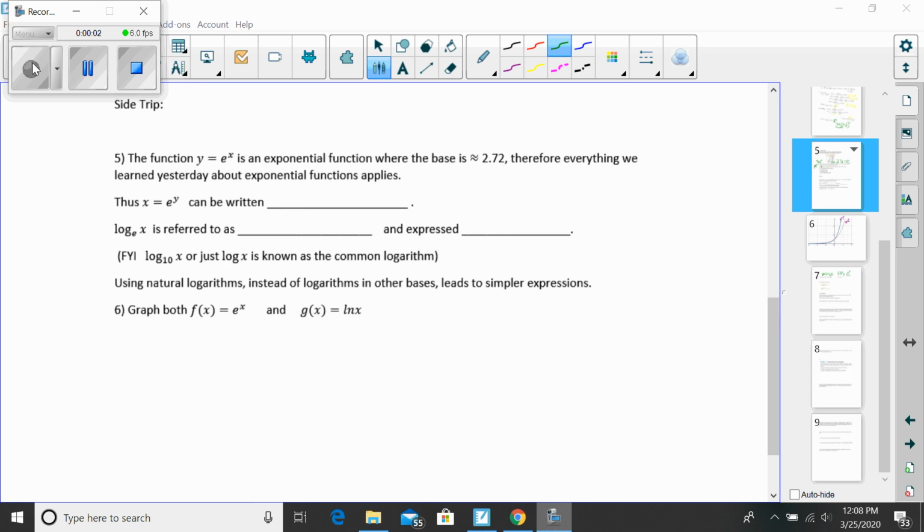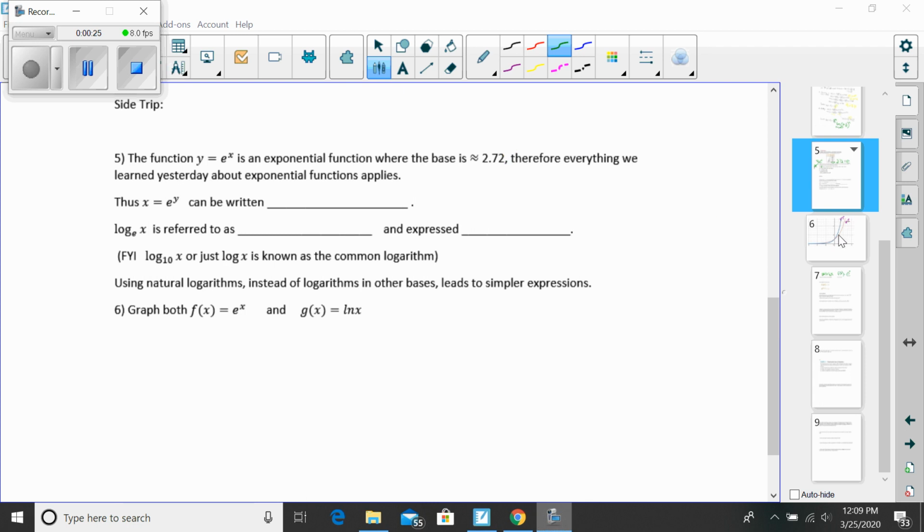So right now we're putting interest problems on hold for a minute, and we're talking about e as a function, the function y equals e to the x. E to the x is an exponential function where the base is 2.72. So in the last lecture from Monday, we learned all about exponential functions, and so everything we learned applies.